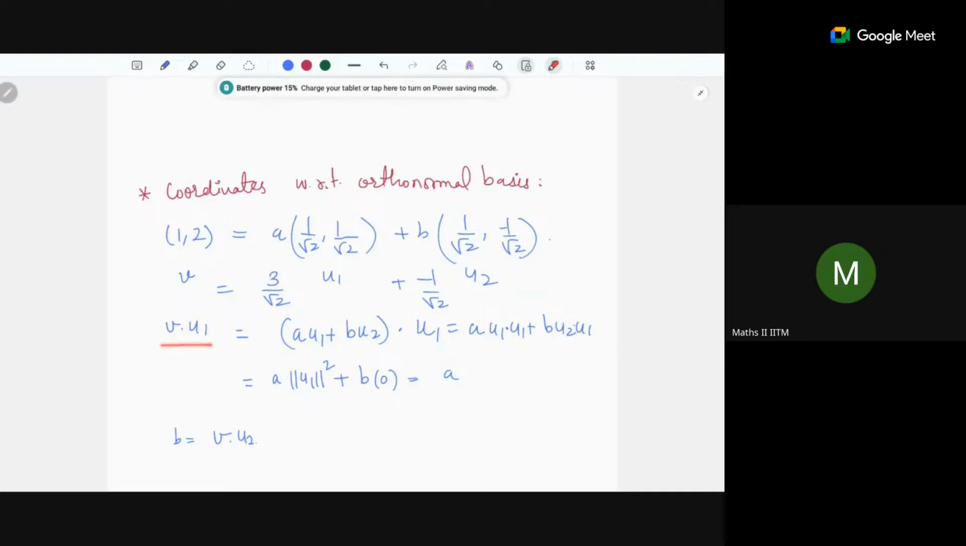What is v dot u1? So we find v dot u1, and then we find v dot u2, and we get two numbers, and those are actually the coordinates of v in the orthonormal basis. Is this how it is? Yes, yes. Okay. Thank you.